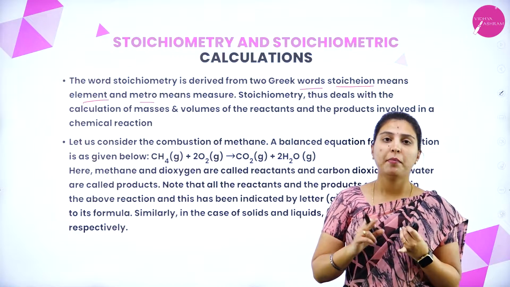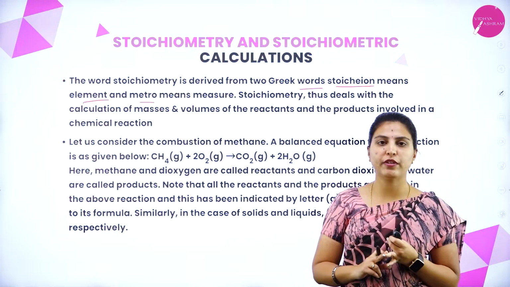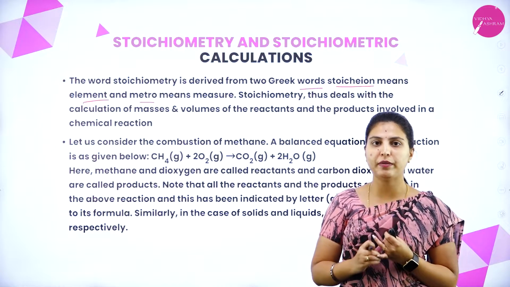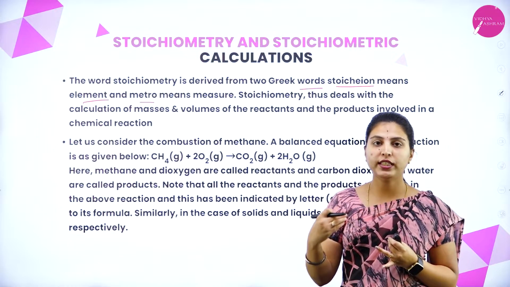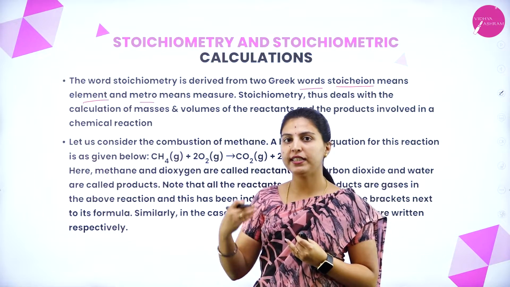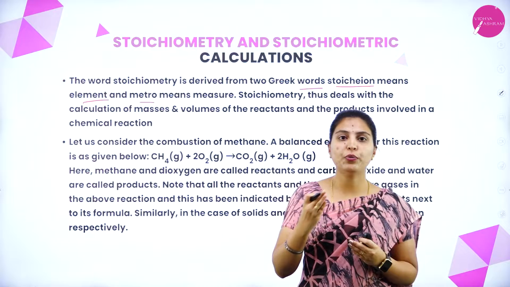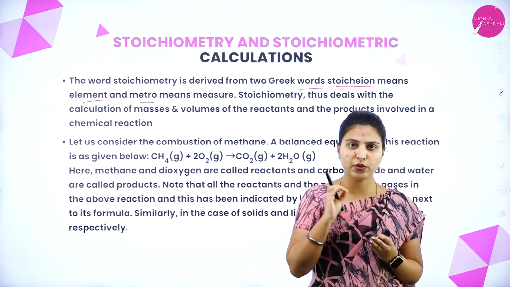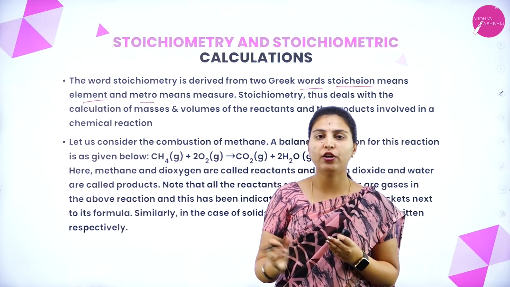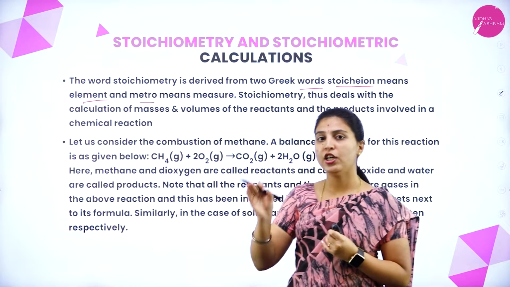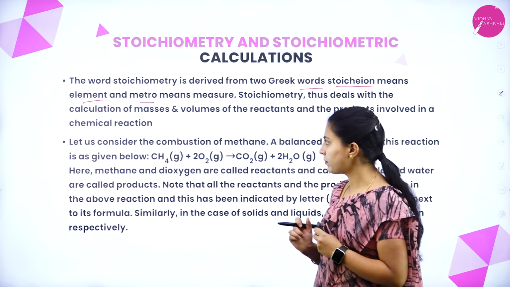In reactants, masses will be present or volumes will be present. In some cases, both will be present, mass and volume. Both the things, mass and volume present in the reactant, and mass and volume present in the product, we have to find out. That finding out of both things we will call stoichiometry.